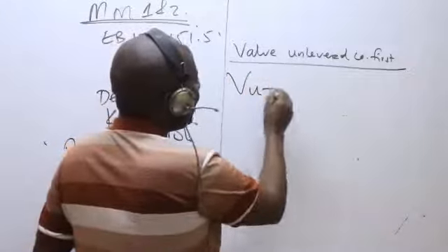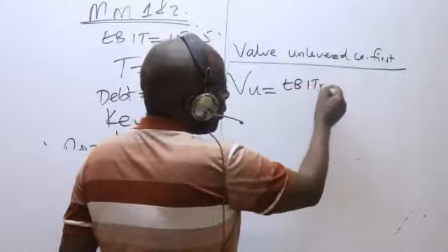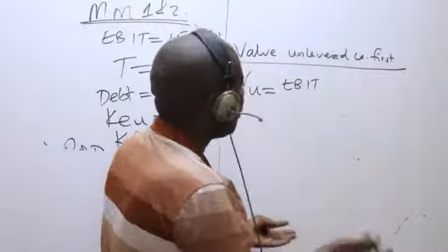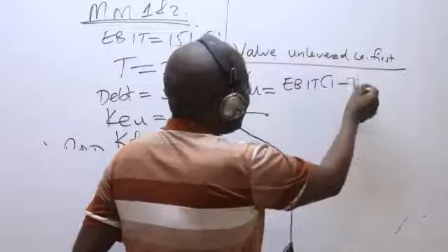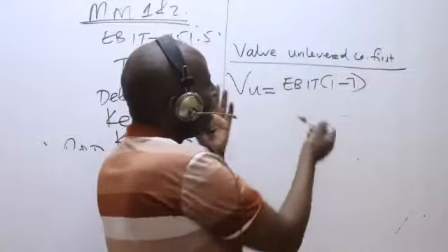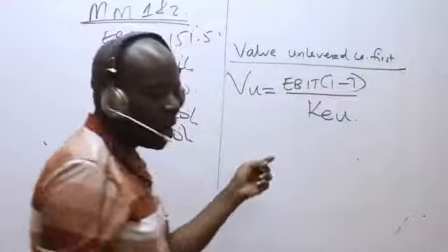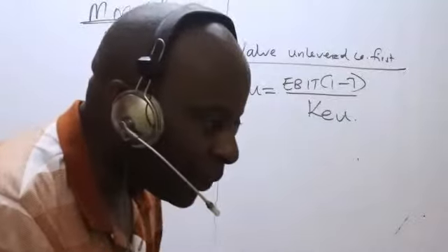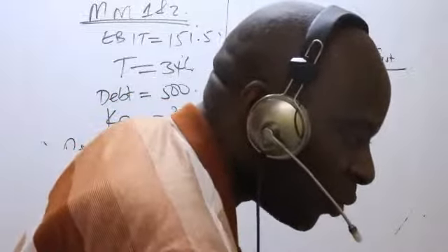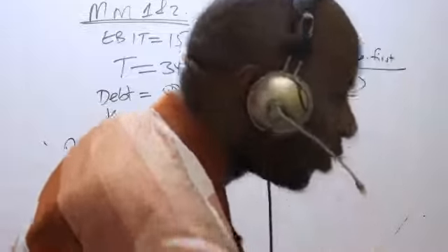The value of unlevered will be the amount we shall receive, what we call the EBIT. If you wish, you can say minus interest, but we don't have interest here. So in this case, it will be EBIT times 1 minus tax, and then the cost of capital of an unlevered firm, which is always called Ku.